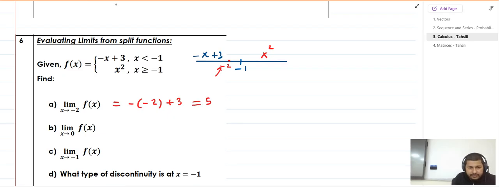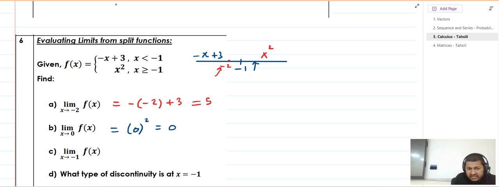Let's move on. Limit as x approaches 0. Now remember, 0 is to the right of negative 1. 0 is working with the function which is x squared. So in the place of x I will substitute 0. 0 squared is 0. So that's my answer.